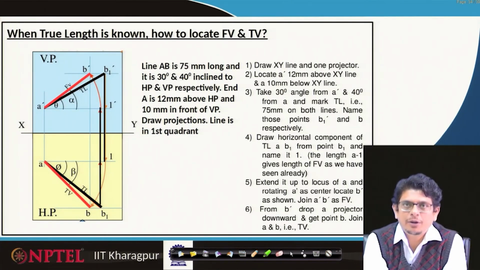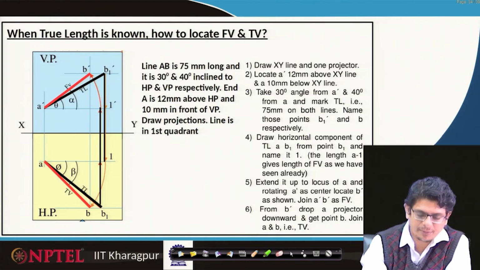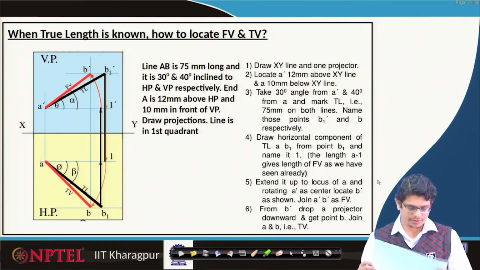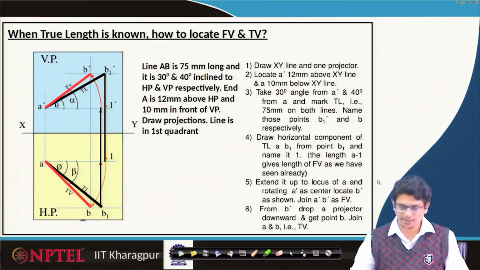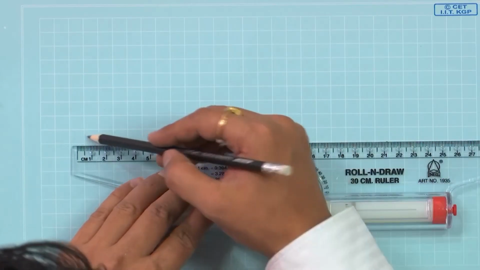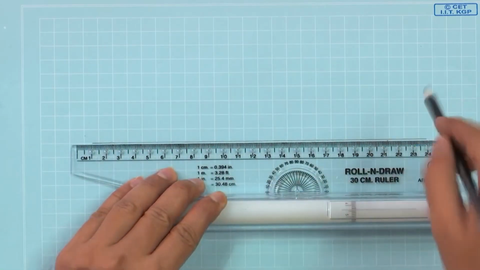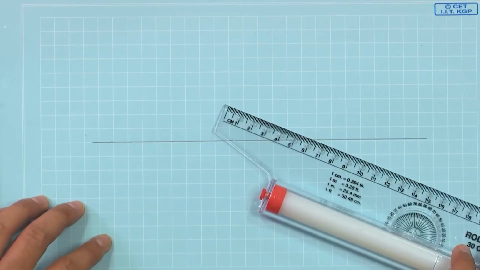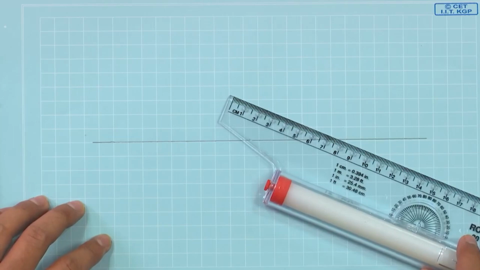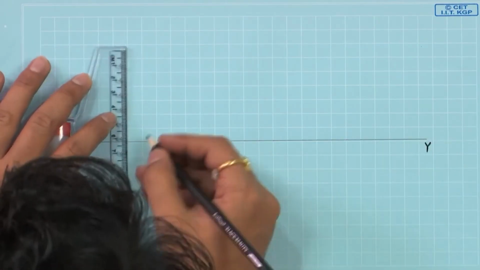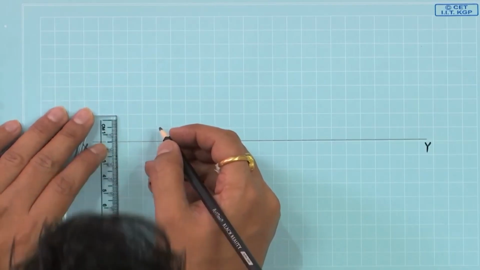Let us practice this example on the drawing sheet. After that, we will summarize the findings. So, the first thing as a practice, draw an xy line. This is the xy line. The first step is to identify the true line of 75 mm. For that, we have to locate a prime point, which is 12 mm above the xy line. This is the x axis, this is the y axis. Somewhere here we have to locate 12 mm.